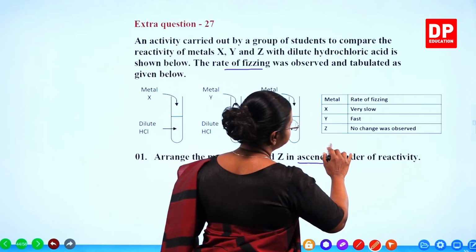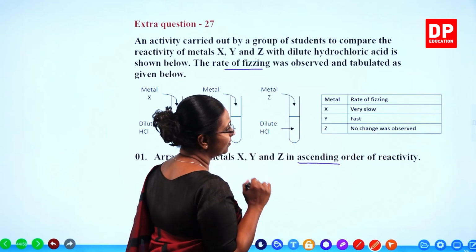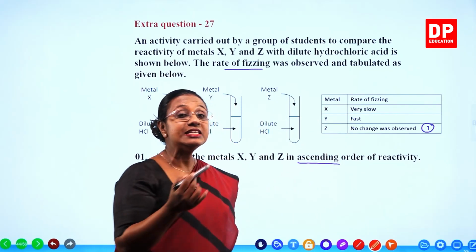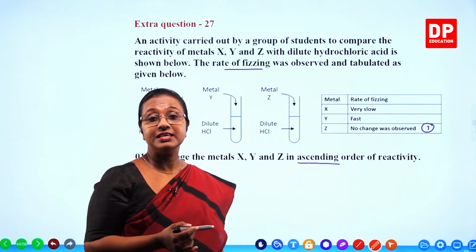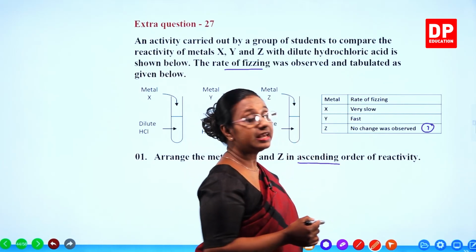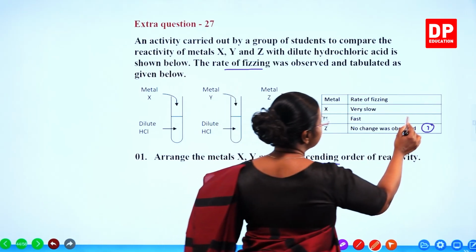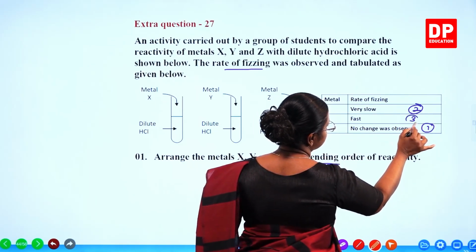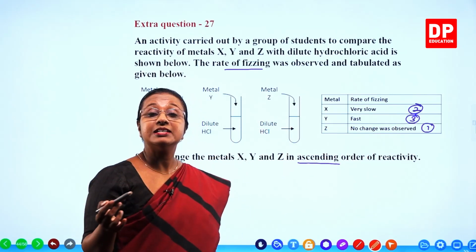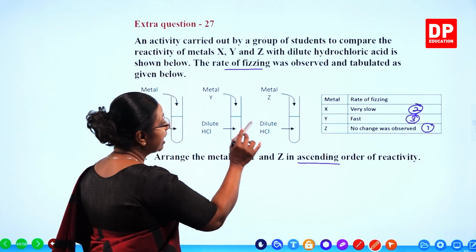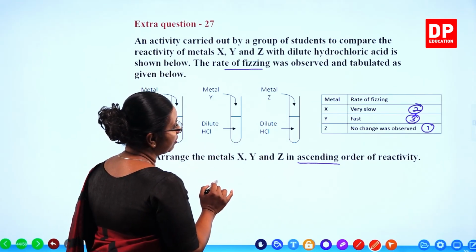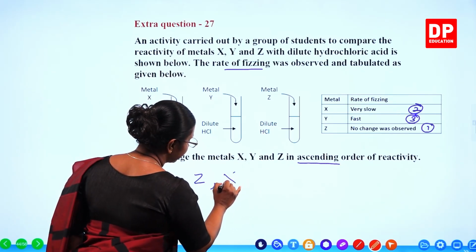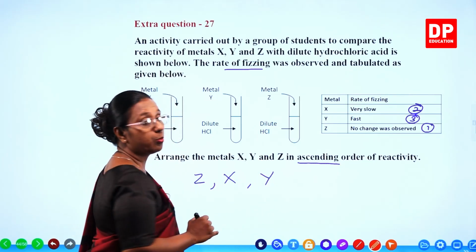What is the order? Now Z, no change was observed. So the slowest one, or least reactive out of the 3, is Z. Then you can see X is very slow. So that is the next most reactive element and Y reacts fast. So that has the highest reactivity. So if we are to arrange them in ascending order of reactivity, it will be Z, then we will have X and then we will have Y.